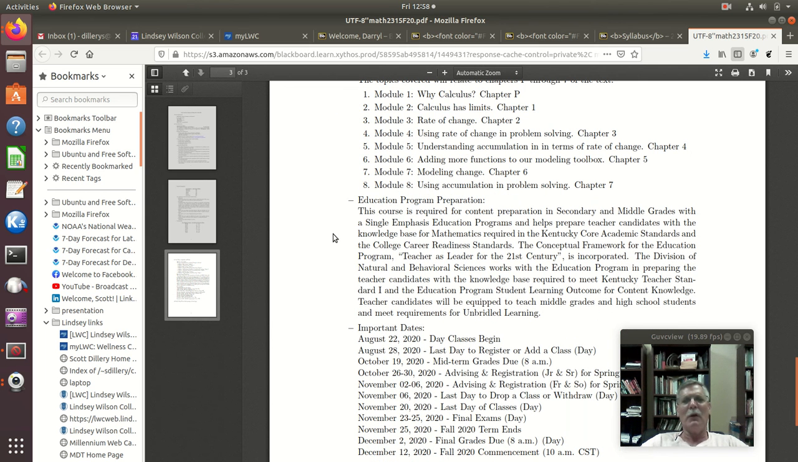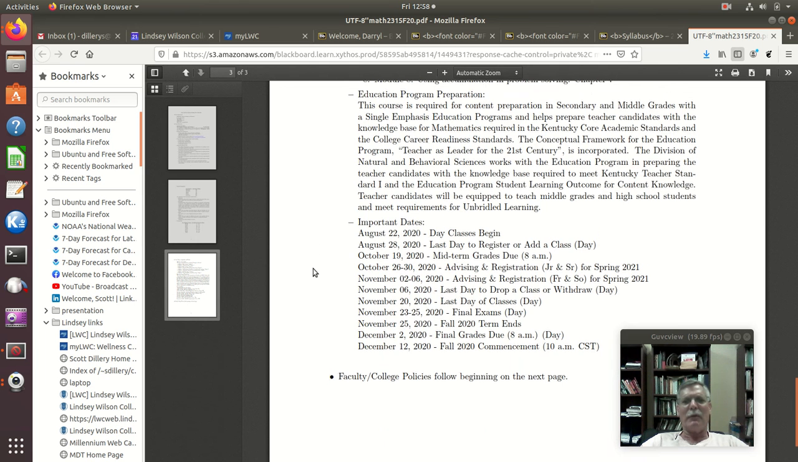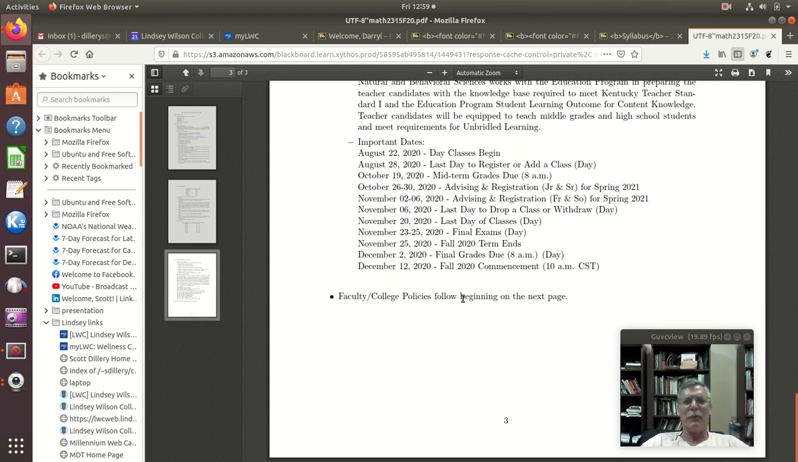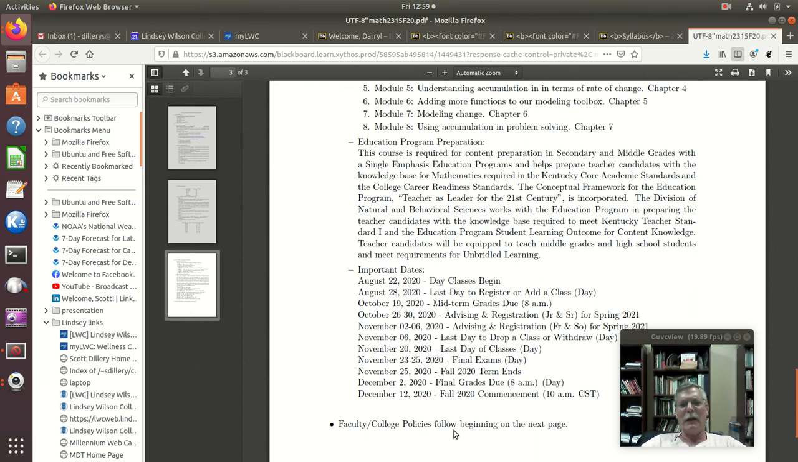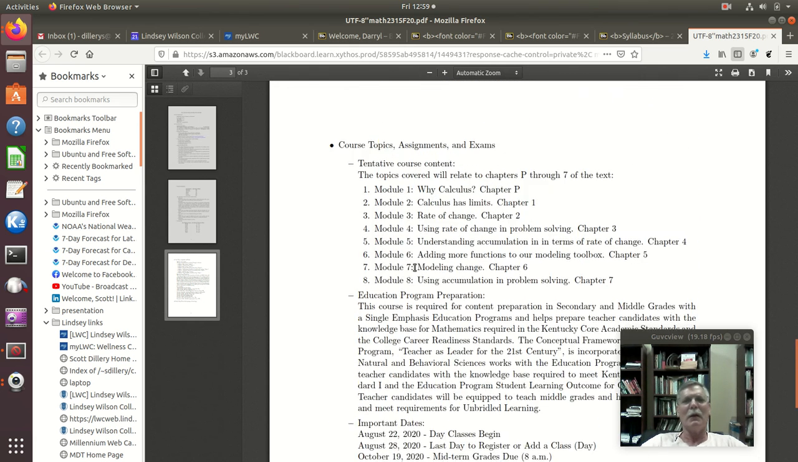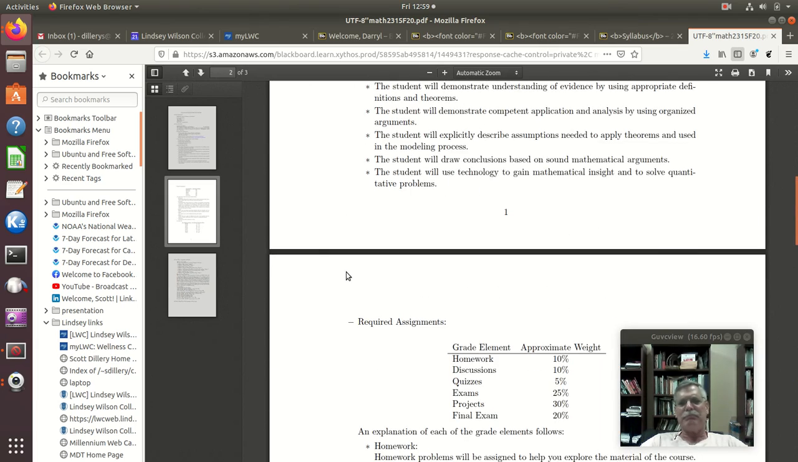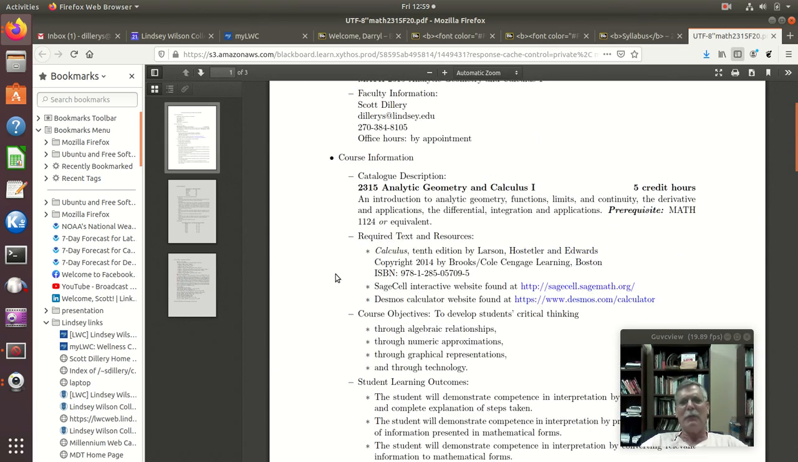Okay, so education stuff there, important dates, and then you can go to the other file. This says beginning on next page. I guess I need to fix that, but it's in another file. This must be an old template I had. There you go. That's the syllabus. Those are the big things, the points and so forth.